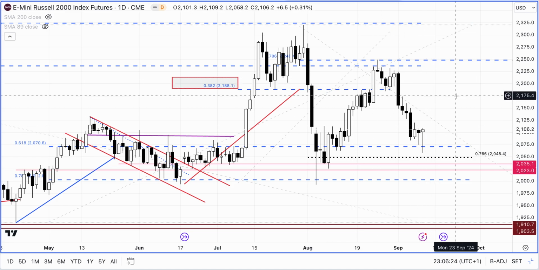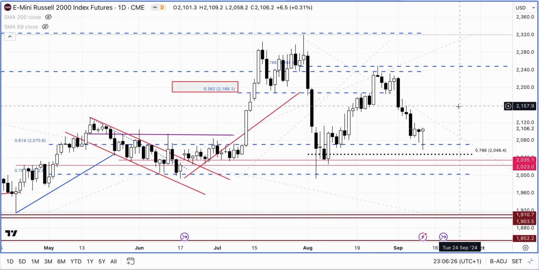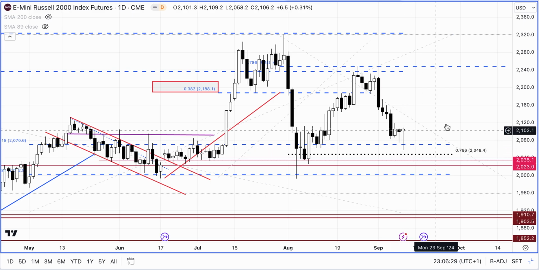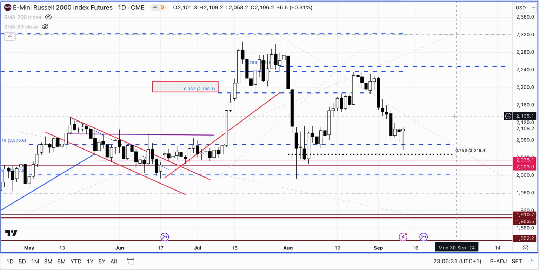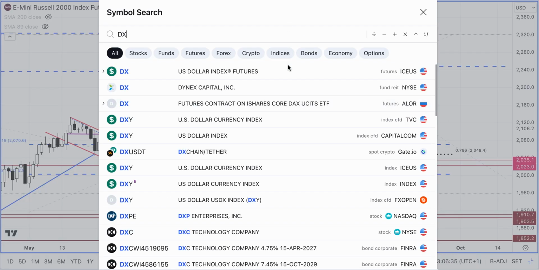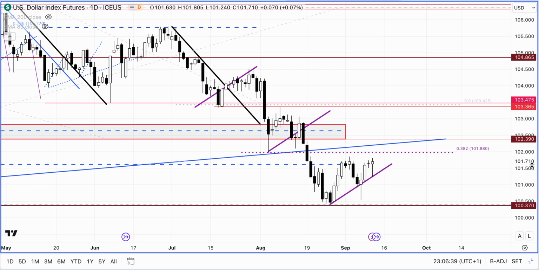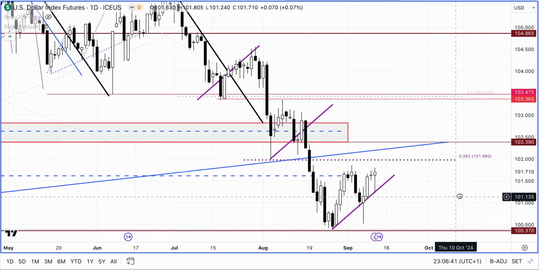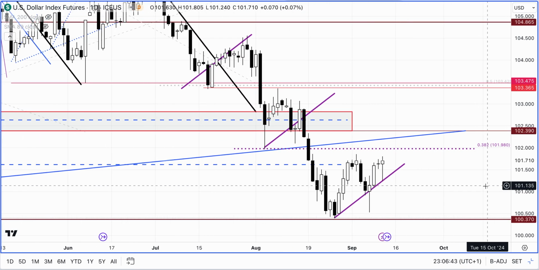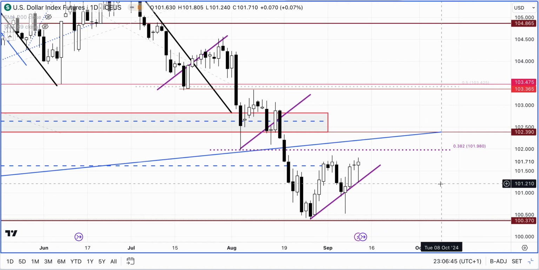But this one needs quite a lot of work from a technical perspective. But the good thing is it also closed positive for the day. Now we'll have a quick look at the dollar. Here we go. So the dollar is trying to show some signs of strength. And we have the PPI figures tomorrow.